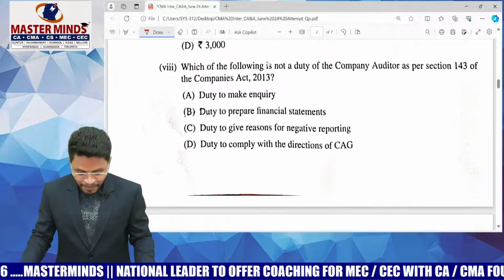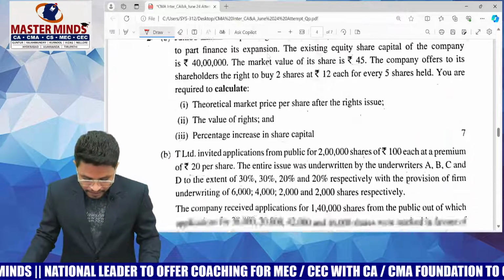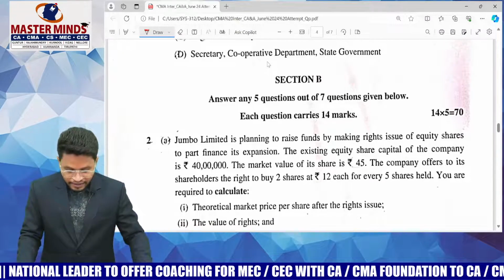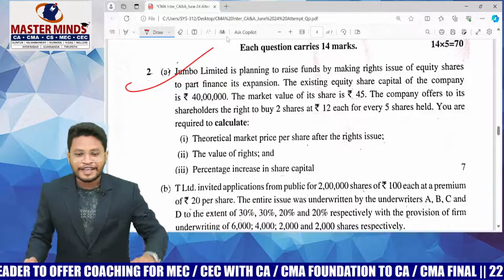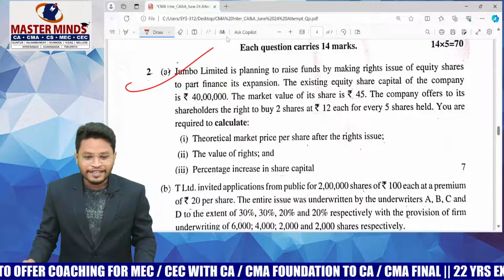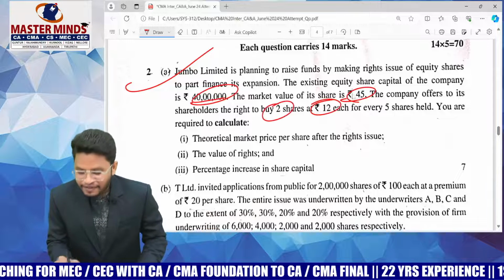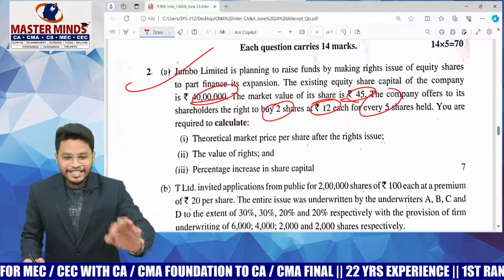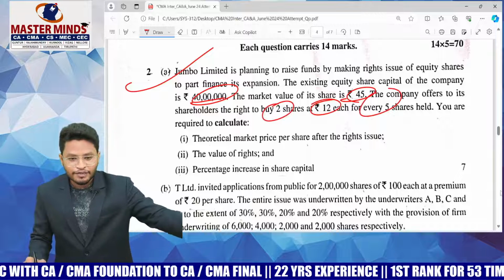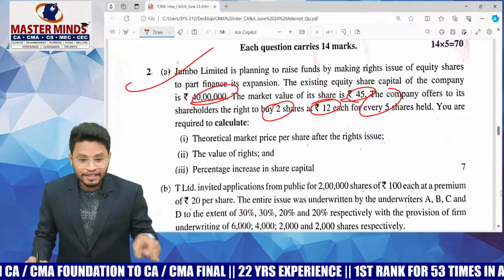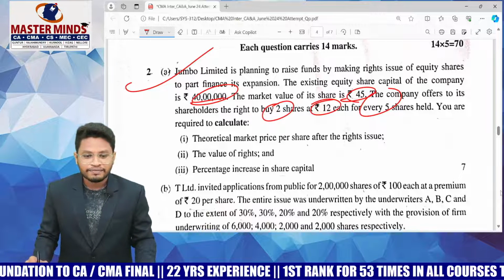Okay, yes. So that's it with respect to the corporate accounting bits paper. Let us analyze the questions. The first question is from the bonus issue and rights issue chapter. Yes. See here, the numbers were changed. That's it. Just the numbers were changed. As it is, the question is there. In the previous attempt also this question was given, and now the numbers changed.